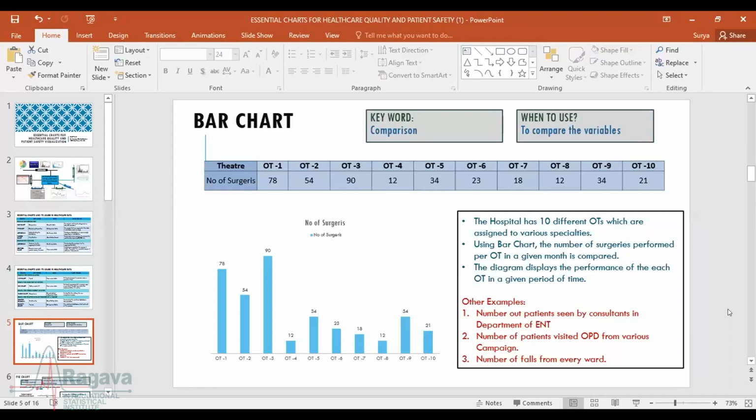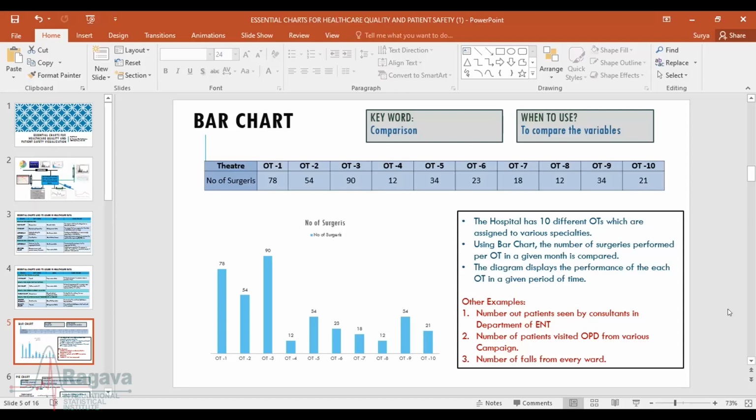The bar chart is mainly for comparison. Here, this is the data which we have collected from my previous hospital. These are real-time data. I have tried to apply the charts to the real-time data, and I have displayed it over here.